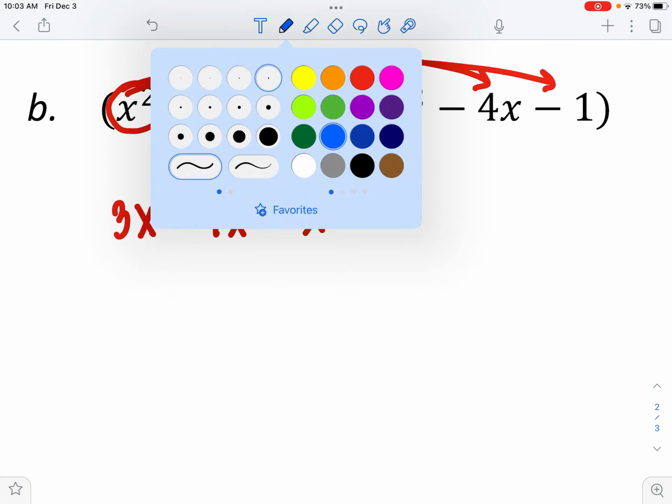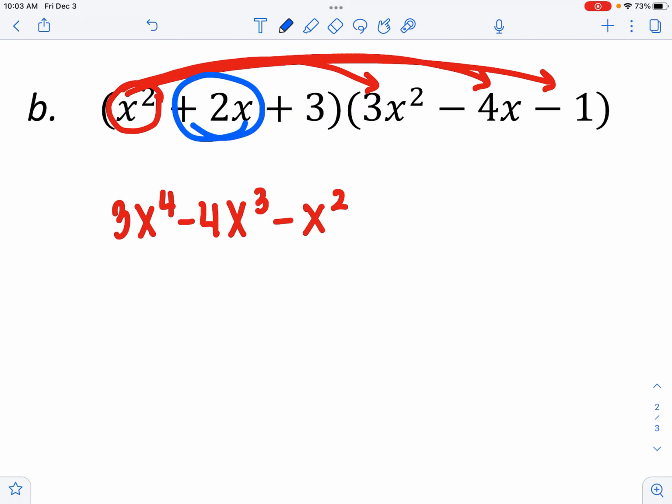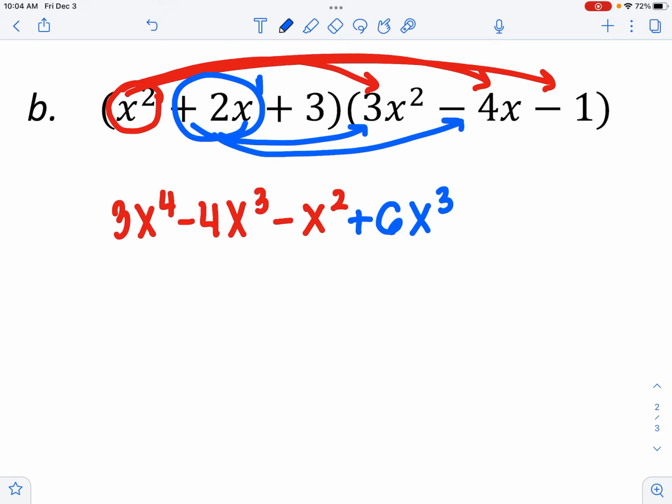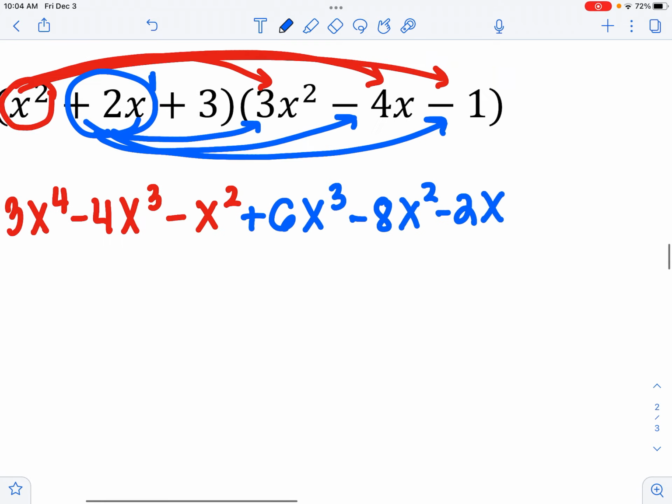All right, now I have to distribute the 2x. 2x times 3x squared is 6x cubed, because there's an x to the first here and an x squared there. So there's x cubed. 2x times negative 4 is negative 8x squared. 2x times negative 1 is negative 2x.